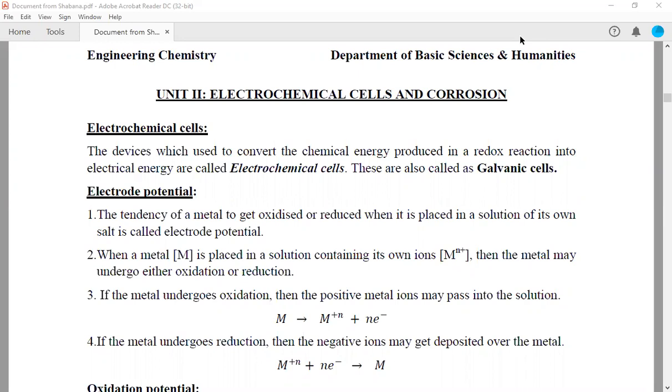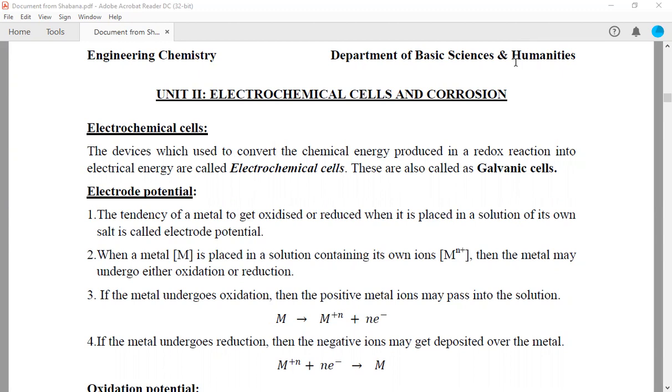Today, I want to discuss engineering chemistry, in that, the electrochemical cells of Unit 2. In the lesson on electrochemical cells, we have to get familiar, before entering into the lesson, with the terms: electrochemical cell, electrode potential, oxidation potential, reduction potential, standard hydrogen electrode. So we have to get familiar with them while entering into the lesson.